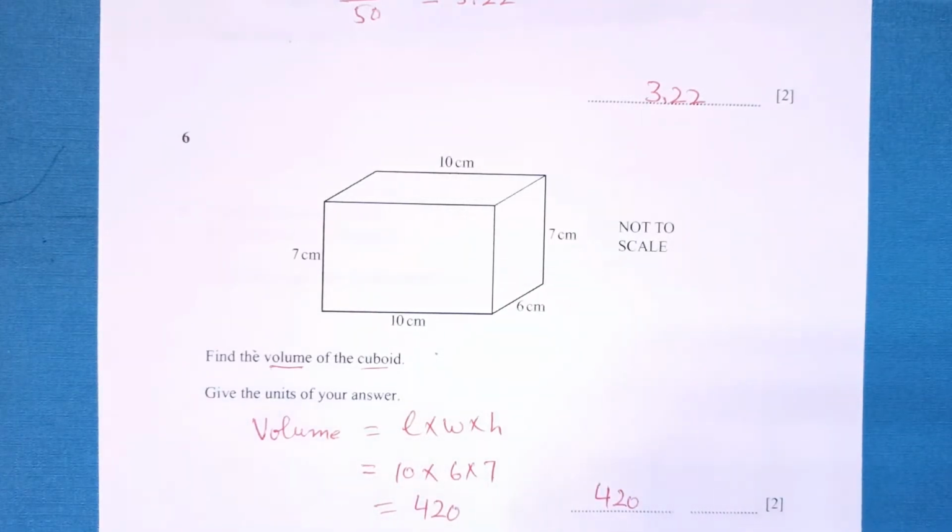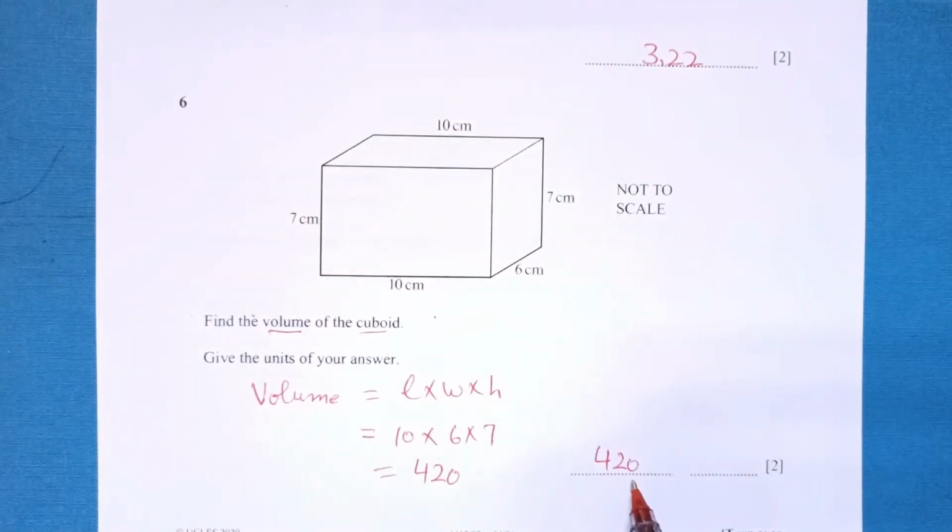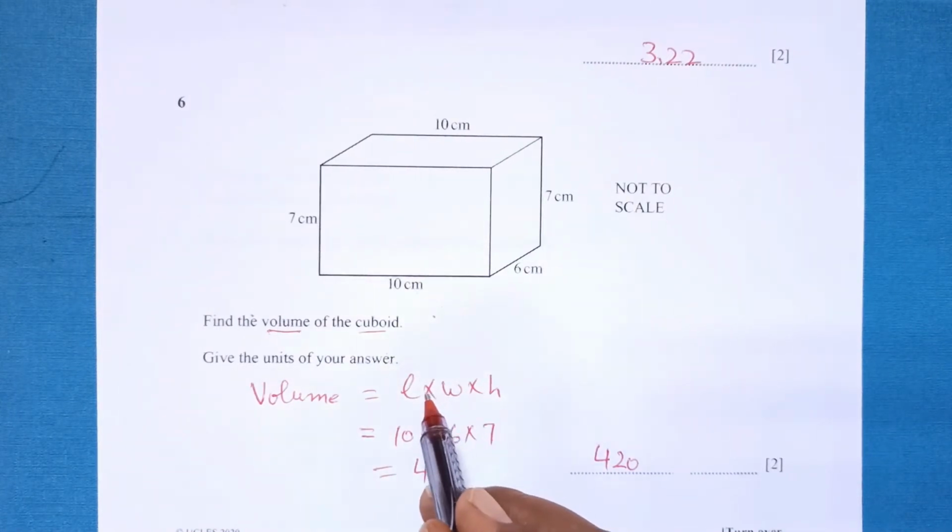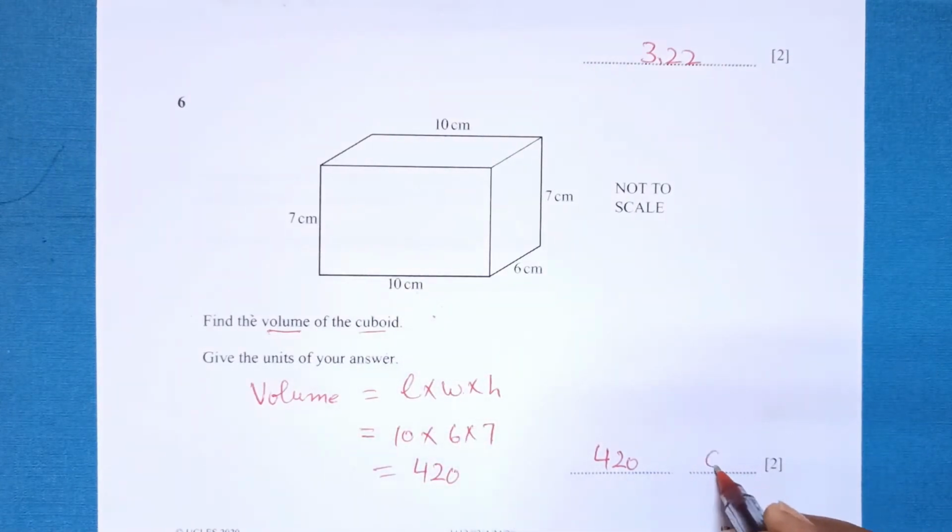420. Now you can see there is a gap, so you need to write down the unit also. They are all in centimeters. So we are multiplying centimeter 3 times, so that is centimeter cubed. The unit of volume is always centimeter cubed.